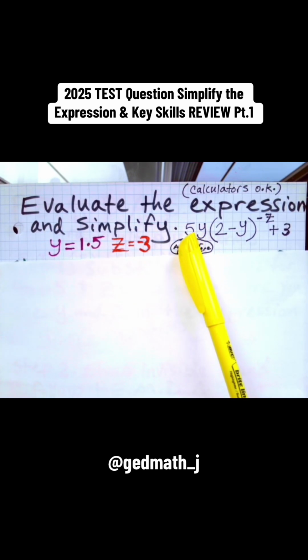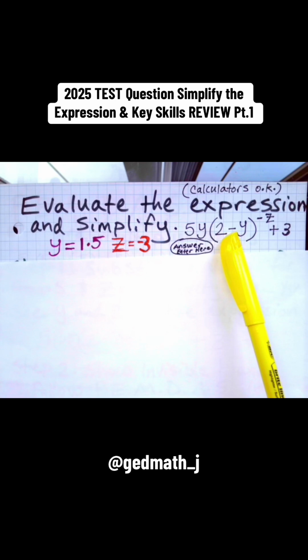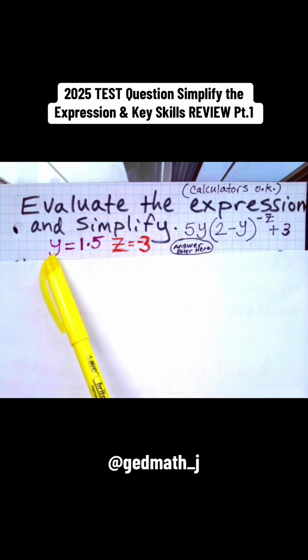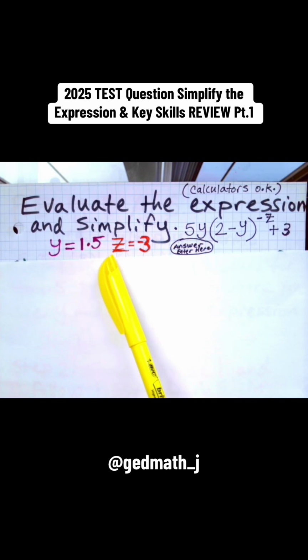So we have an expression 5 times y times the quantity 2 minus y, or plus a negative y is another way you could look at that. Again, you can put a plus sign between two terms. It's not going to change anything at all. Raised to the negative z power plus 3, when y equals 1.5 and z equals a negative 3.